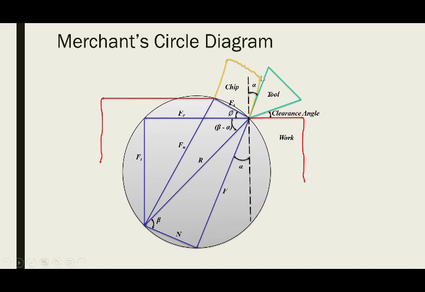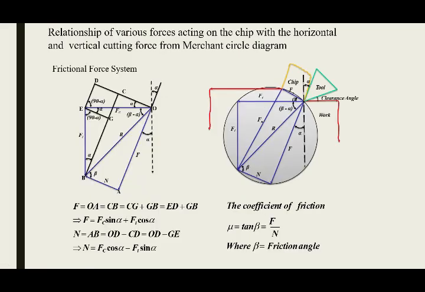This is the chip flowing, this is the uncut machine thickness, this is T1, this is T2, this is the new surface generated, clearance angle, tool, alpha is the rake angle, this is the normal, Fc is the cutting force, Ft is the thrust force, Fs shear force, Fn normal to shear force, F frictional force, N normal to frictional force. So by measuring the distance we can measure the forces.